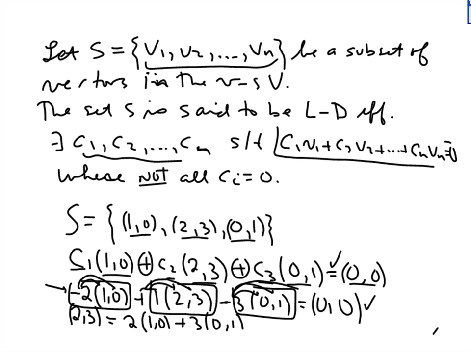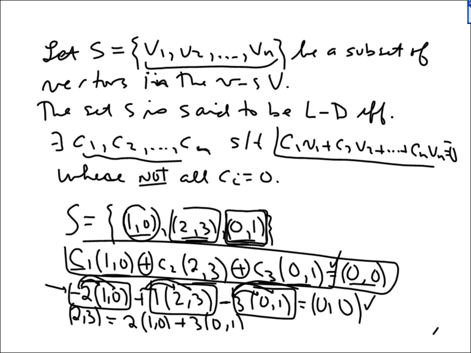Sometimes you won't be able to write this one in terms of the other two, or maybe you won't be able to write this one in terms of the other two, but maybe you can write this one vector in terms of the other two. That's enough. This is a dependent set. It's also the same as these coefficients here in this equation, C1, C2, and C3.